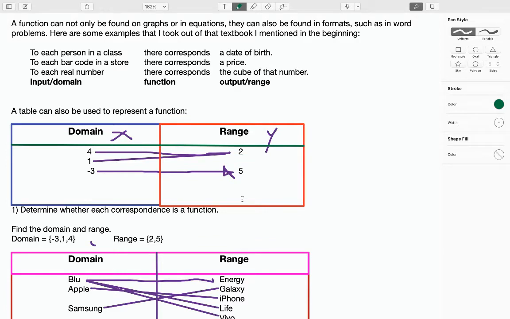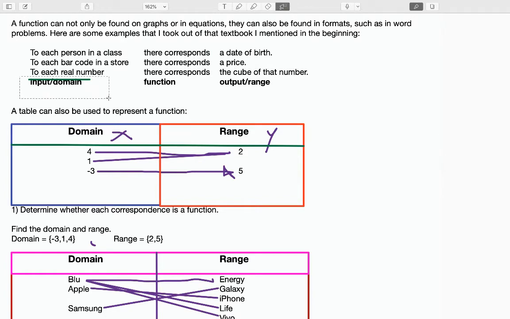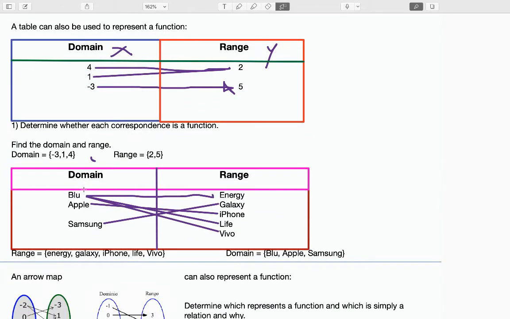Let's move forward. As you can see, oh, I thought it was using this. Oh well. Okay, so that is the input, that is the function, that's the output. You put this input into the function, and it gives you this. You put a person in a class into a function, and it gives you the date of birth of that person in the class that corresponds to the person in the class. Okay, you get it.